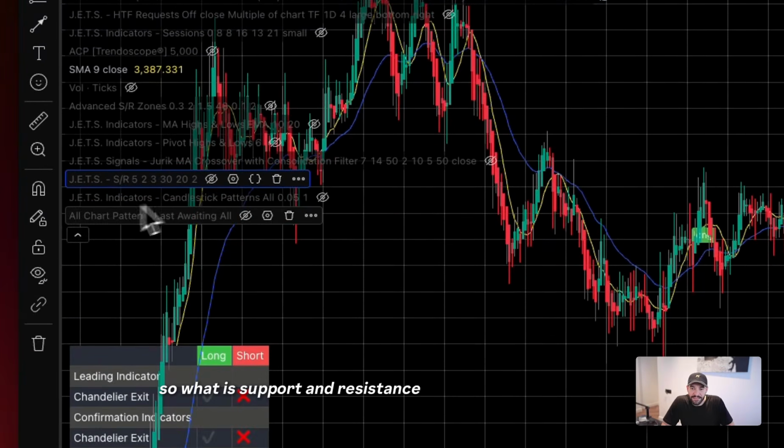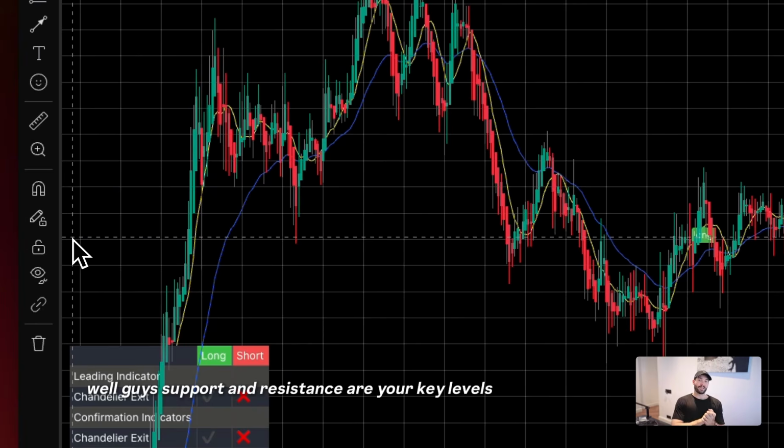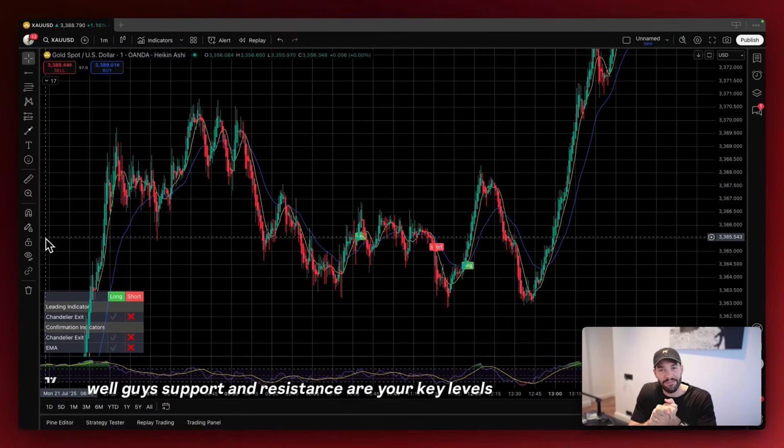So, what is support and resistance? Well, guys, support and resistance are your key levels. They're places on the chart, on the market, where price will respond to historically, and that means that if it reaches a point and then reverses, is it going to reach there again? And there's different levels of significance. There's different time frames you can use.